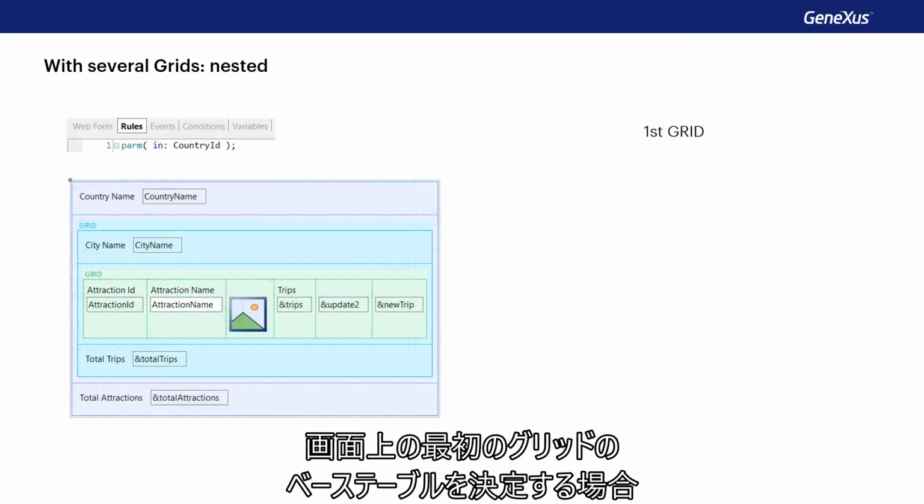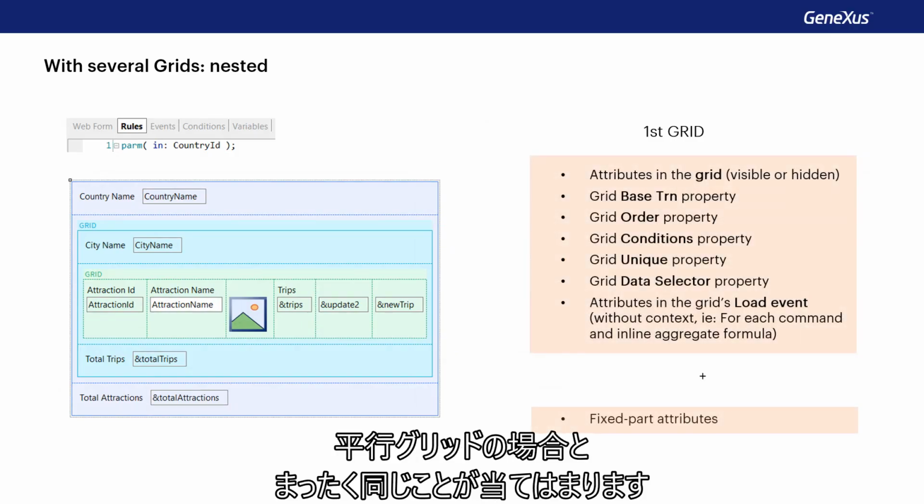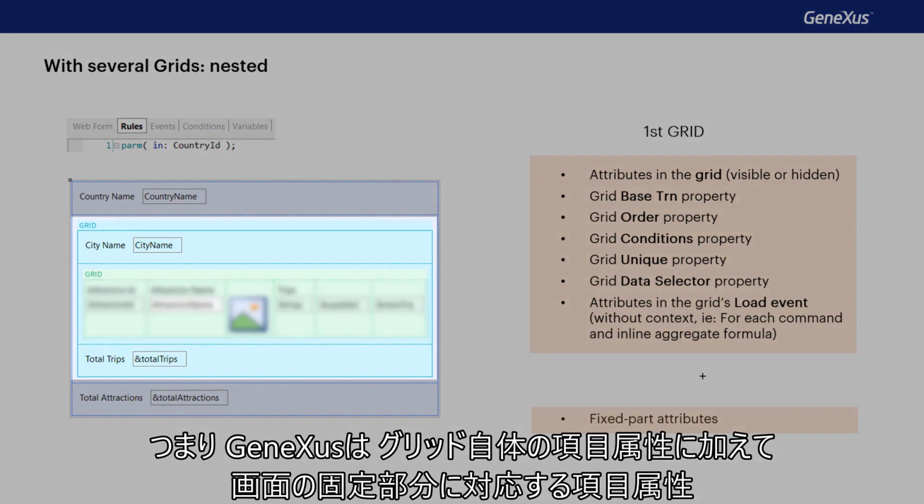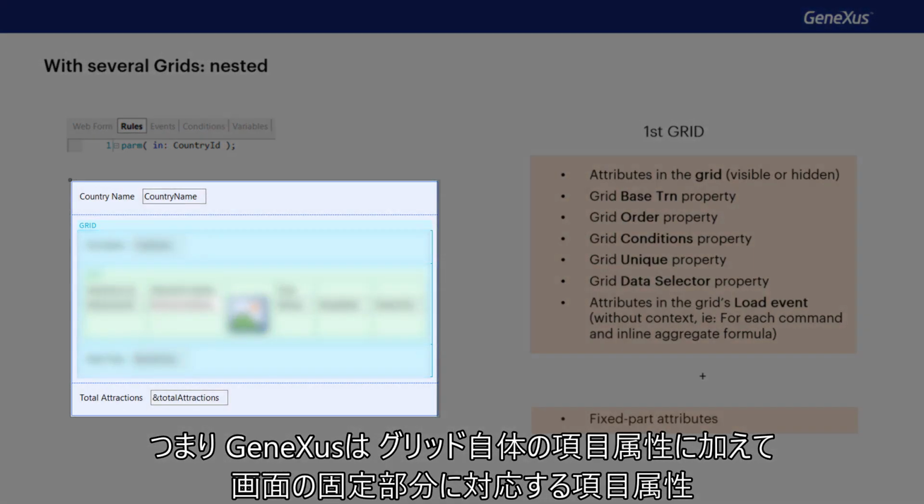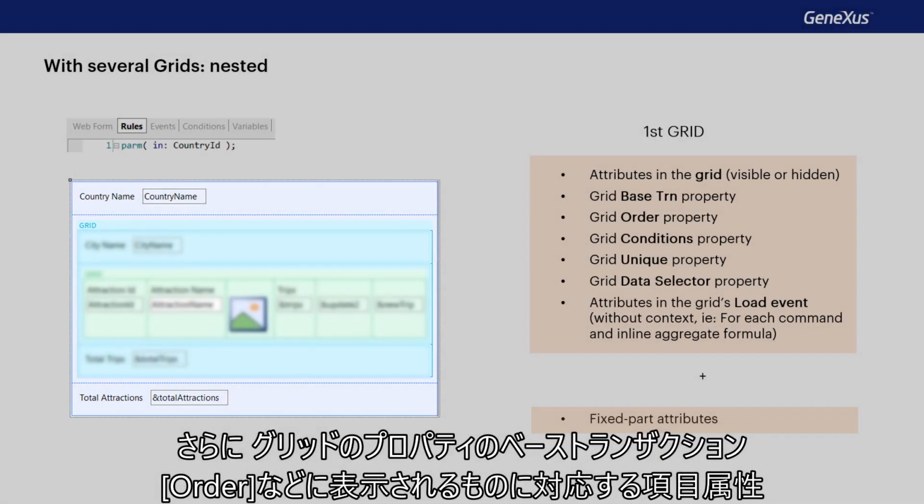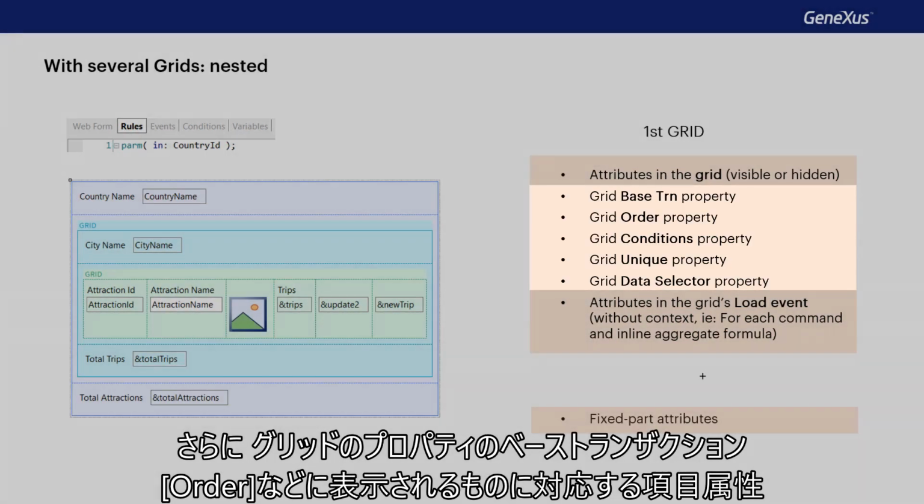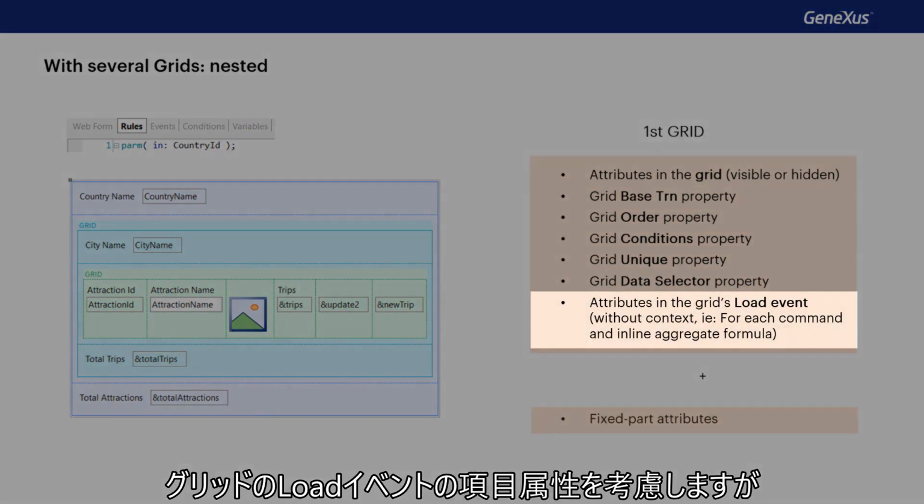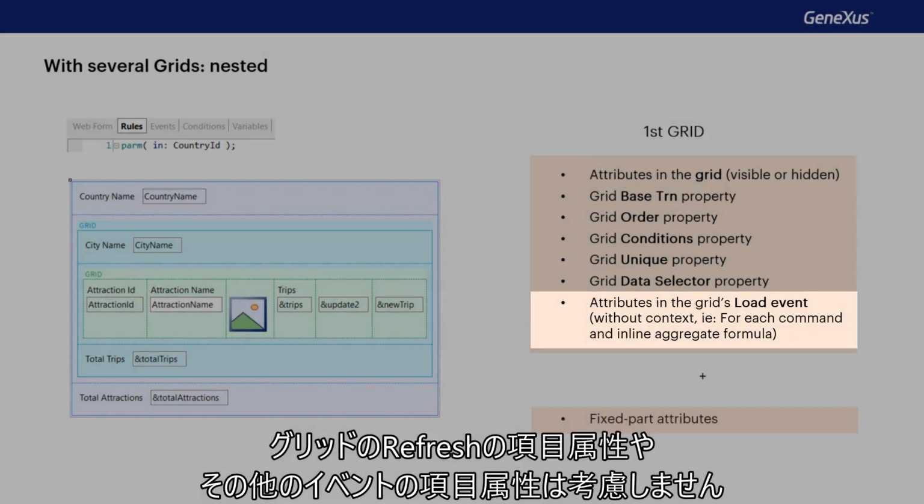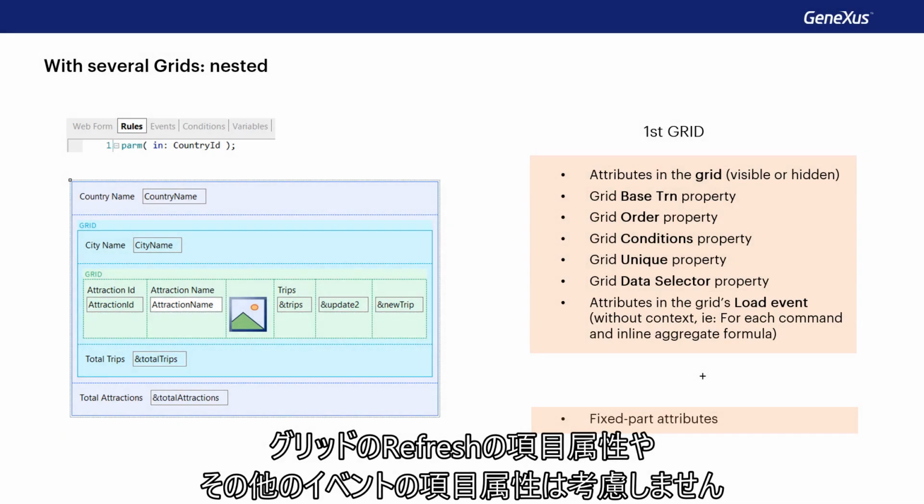In order to determine the base table of the first grid on screen, the exact same thing that you saw for parallel grids will apply. That is to say that GeneXus takes into account the attributes of the grid itself, plus those corresponding to the fixed part of the screen, in addition, of course, to any that may appear in the grid's properties, base, transaction, order, and so on, and those of the load event for the grid, but neither those of the refresh of the grid nor those of any other event.